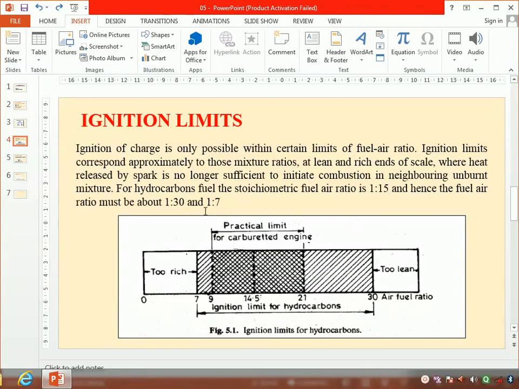Now, ignition limits: what are the practical limits of the air fuel ratio of a combustible mixture? It lies between 9:1 and 21:1. 9:1 means 9 kg of air to 1 kg of fuel, so that mixture is a rich mixture. 21:1 means 21 kg of air to 1 kg of fuel, more air, so the mixture is a lean mixture. Between these practical limits, the air fuel ratio is available as a combustible mixture.